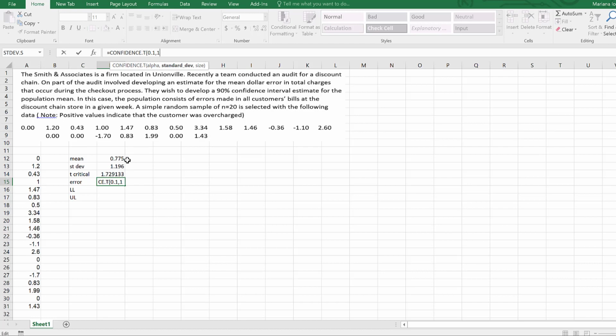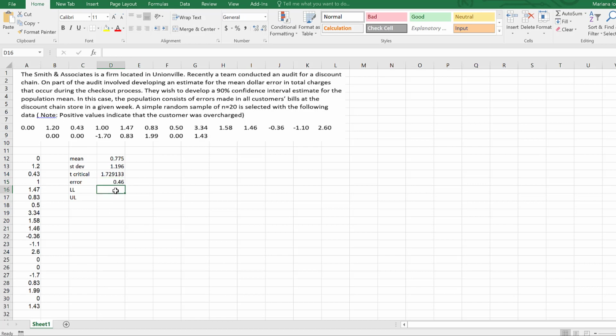We have 1.196 standard deviation, comma, and we have the sample size 20. So once more, here we have the sample size and we do not have the number of degrees of freedom. So this is the margin of error, the same that we had with the algebraic method. So I'll try to reduce this one to fewer decimals.